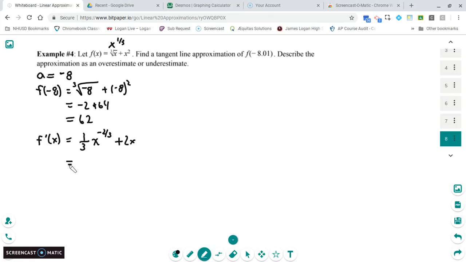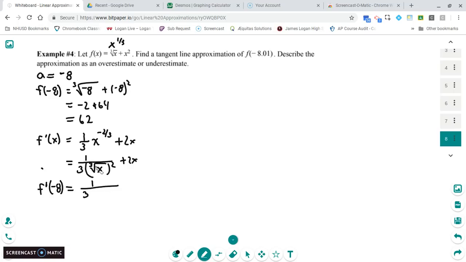Let me rewrite that for a little simplicity. That's 1/3. Well, x to the 2/3, but I'm going to write that as the cube root of x. That's the 1/3 part. And then I square it. That's the 2 part, right? And then the minus, we just moved it down. And then plus 2x. And now I'm going to evaluate. I want to know what my tangent slope is. So I evaluate that at the point of tangency.